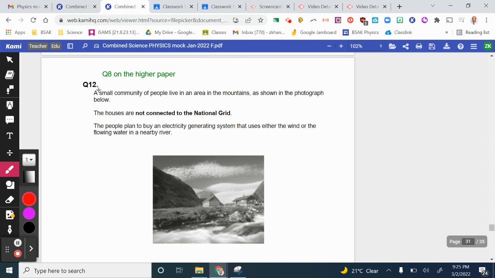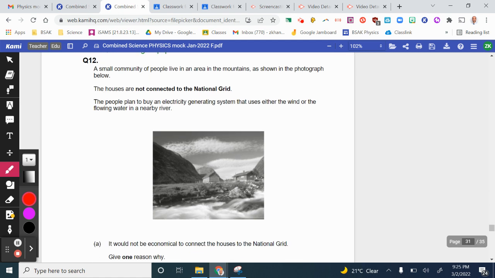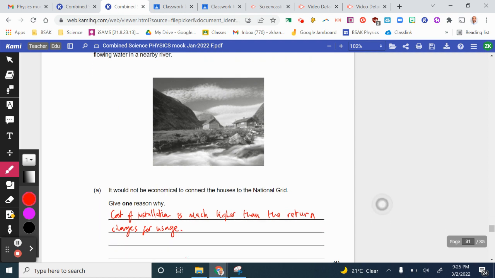Okay, so this is question 12 on the foundation paper and question 8 on the higher paper. So here we have a question where it says not economical to connect the houses to the national grid. So give one reason why. Obviously, the cost of installation is much higher than the return charges for usage.